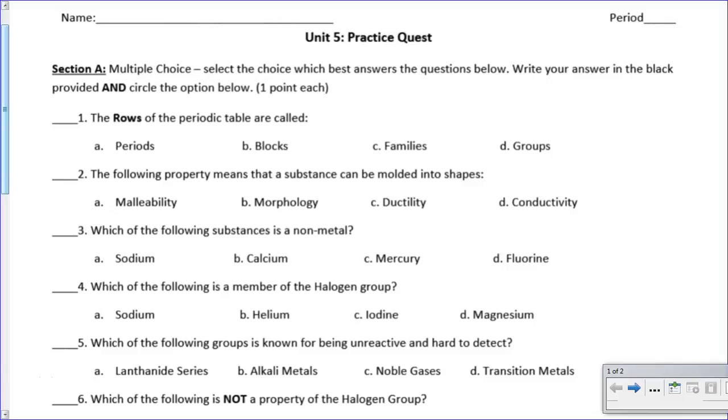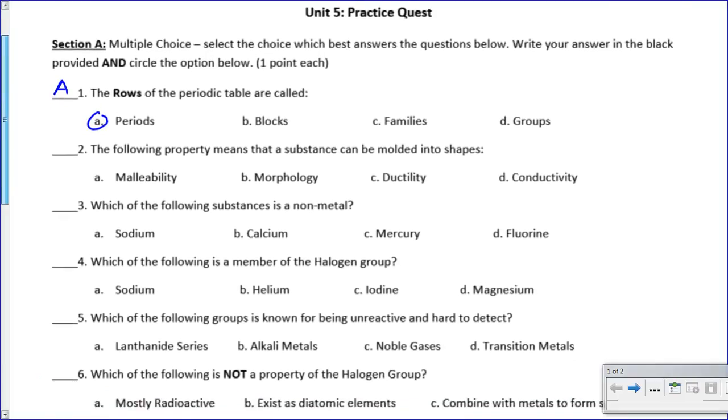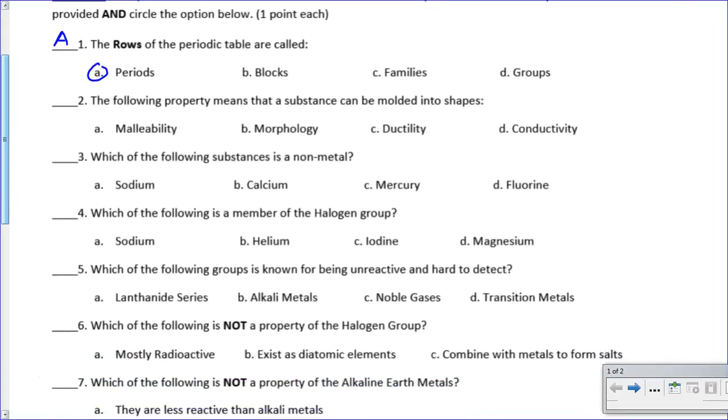All right, so the first one, going through some vocabulary here, it says the rows of the periodic table are called periods, so that is A. Something to think about with this, know the rows are periods, that the columns, obviously you should know too, are called groups or families, but just generally speaking, make sure you know the different parts of the periodic table and what things are called.